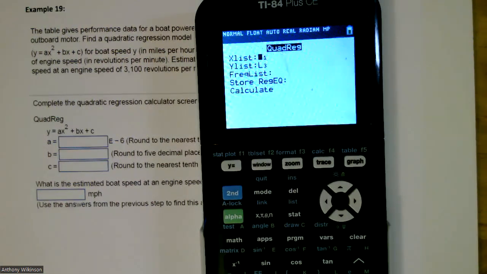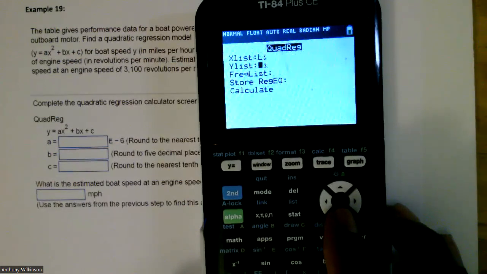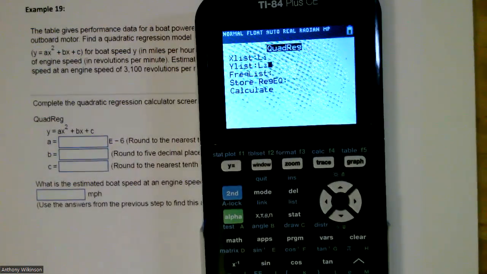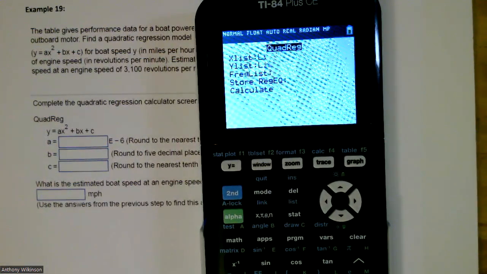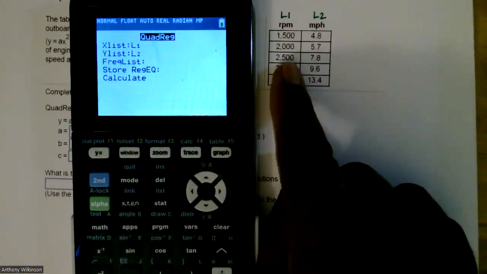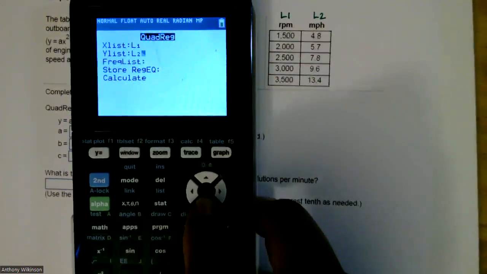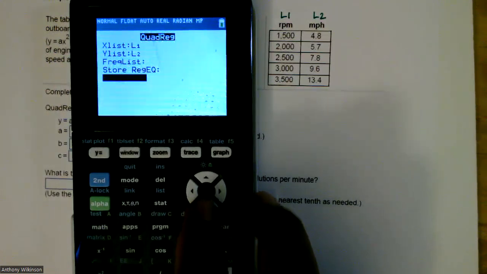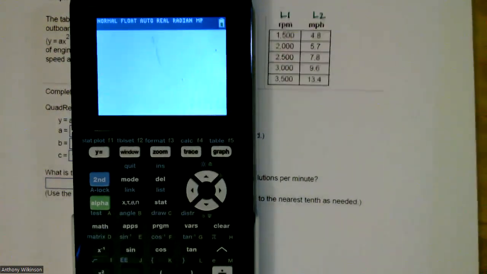X-list is L1. I need to change my y-list from L3 to L2, so I'm going to do second and number 2. Second, number 2 gives me L2, because I only stored L1 and L2. Frequency list, I'll leave blank. Store regression equation, I'm going to leave that blank. Go to calculate, press enter.